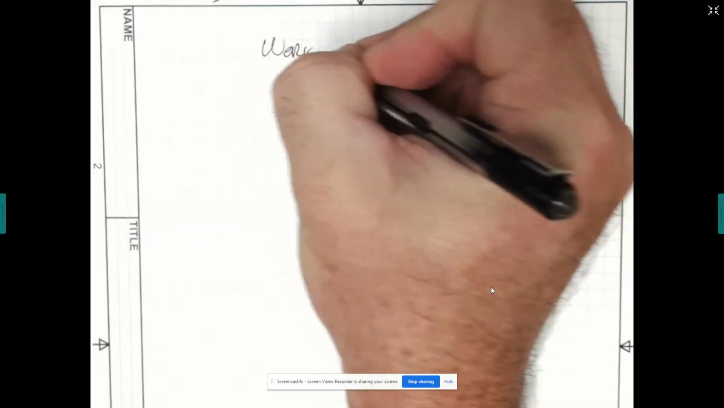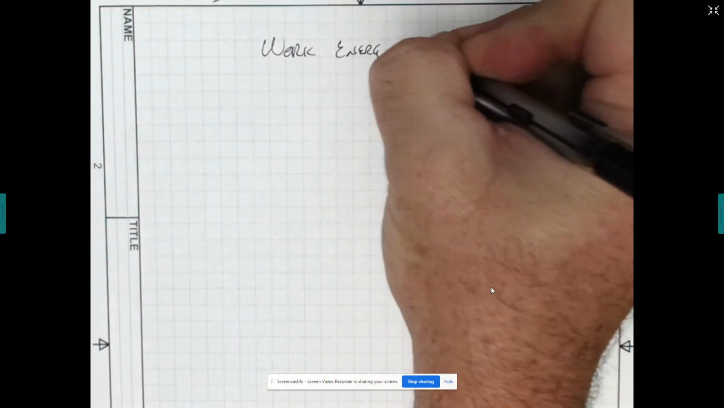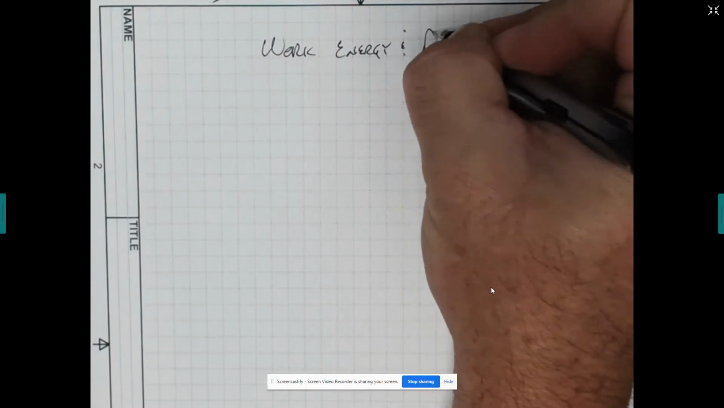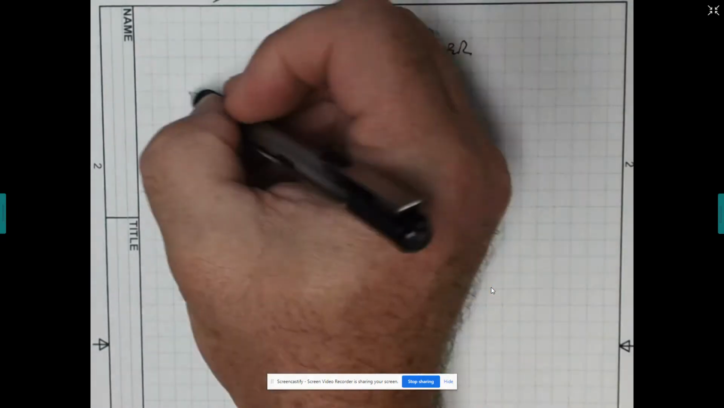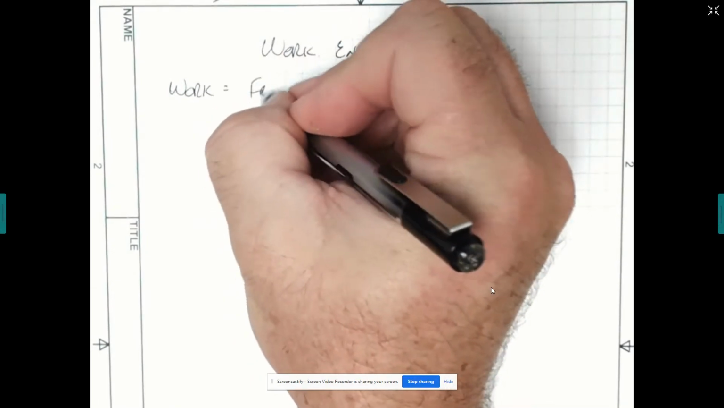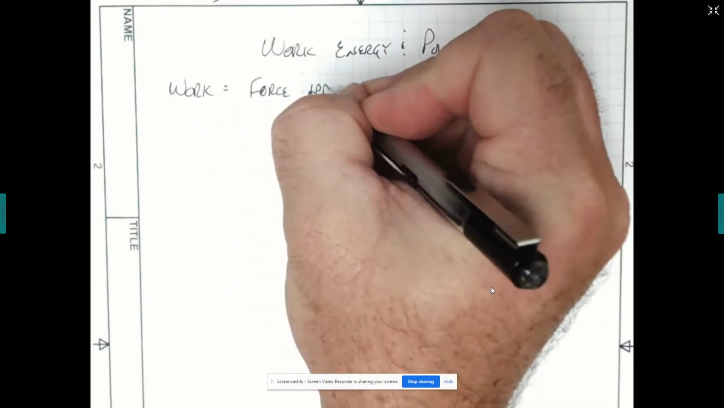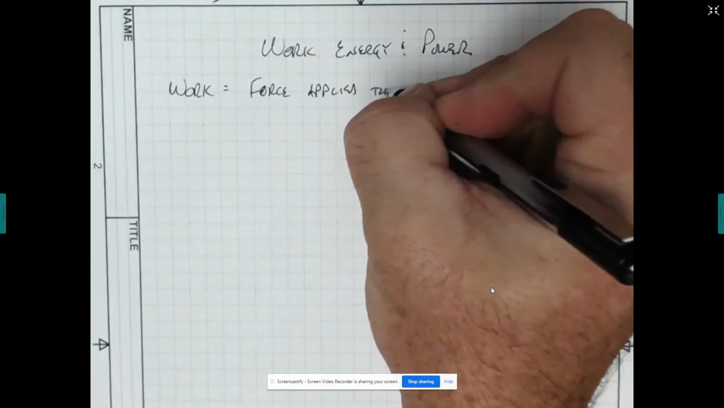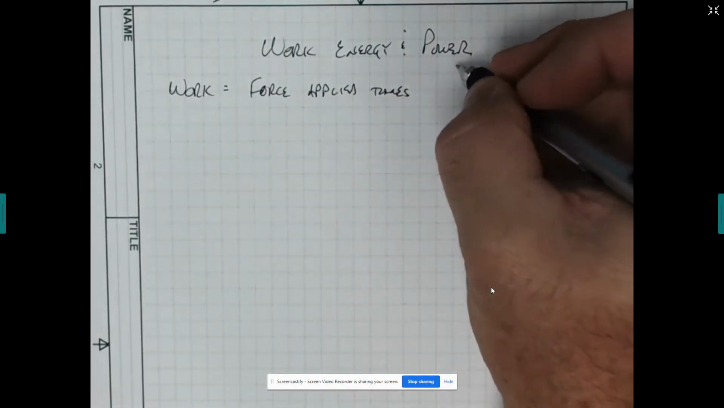Today we're going to go over the notes on work, energy, and power. Okay, let's start with work. Work is just equal to a force applied times the distance the object moves.